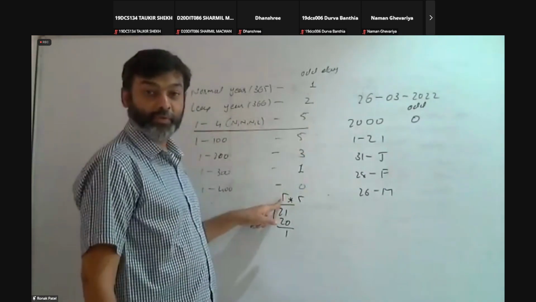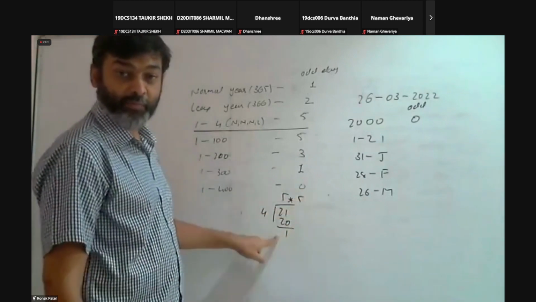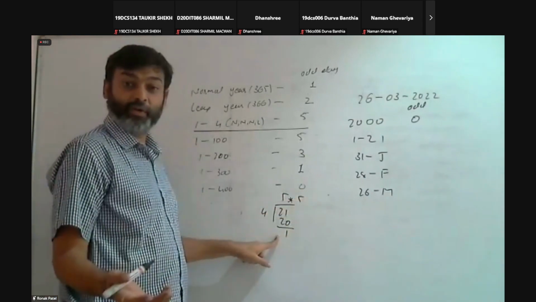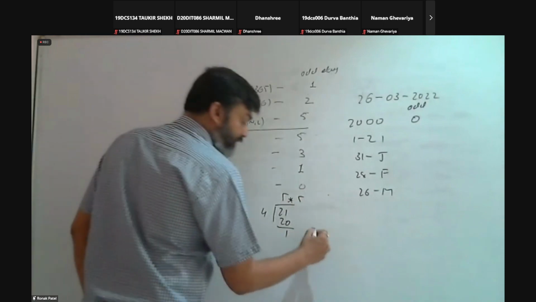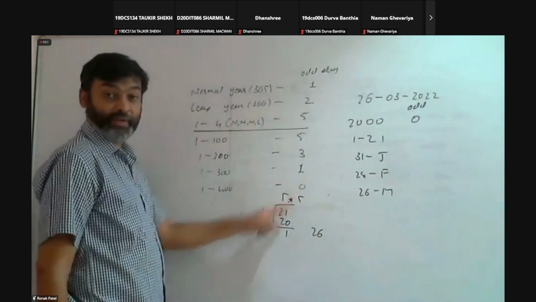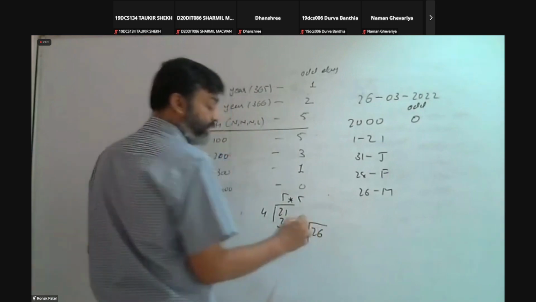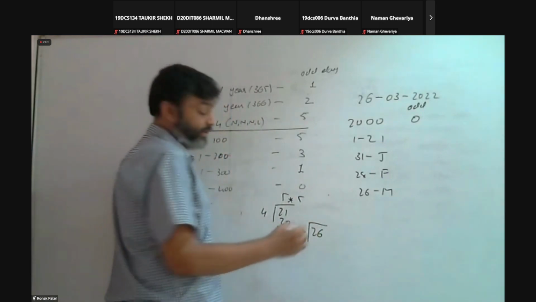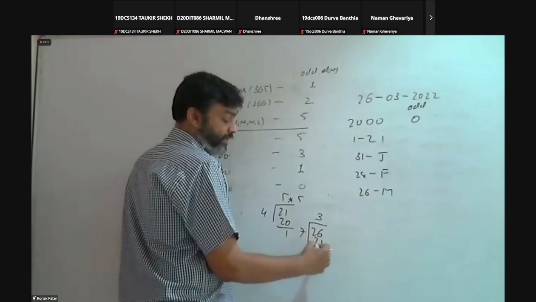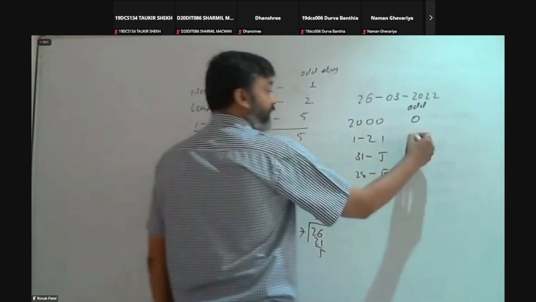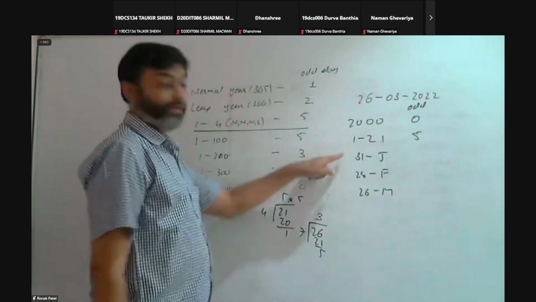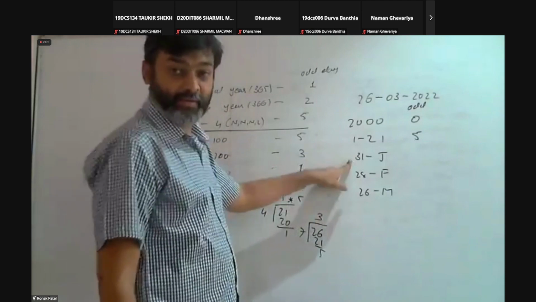So there are 5 such groups, so 25 odd days and one more, because the 21st year is a normal year. So one more means 26. 5 5s are 25 plus 1, 26 odd days are there. If I divide by 7, because our odd days should be between 0 and 6, 7 3s are 21, that leaves 5. This is 5 odd days.